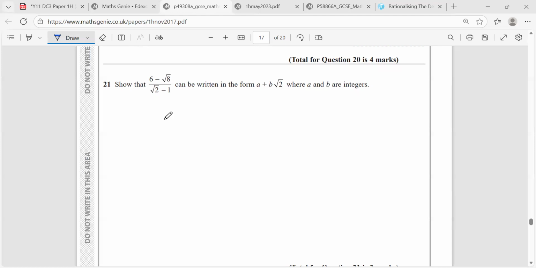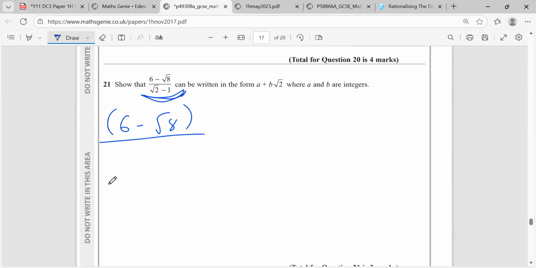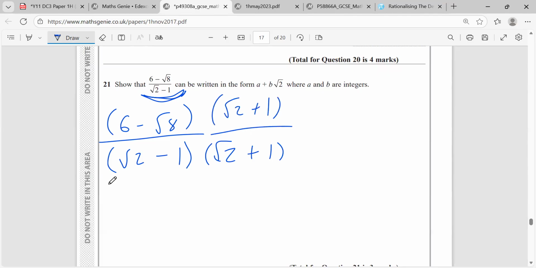Okay, let's go through this. Remembering to change the signs here. So 6 take away root 8, root 2 take away 1. I'm going to change the sign to root 2 plus 1. Something I may not have highlighted enough when I was initially explaining it: this is worth a method mark in the exam. I'm going to double check that with the mark scheme, but that's worth 1 mark.